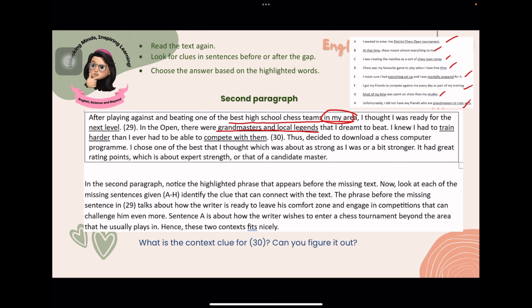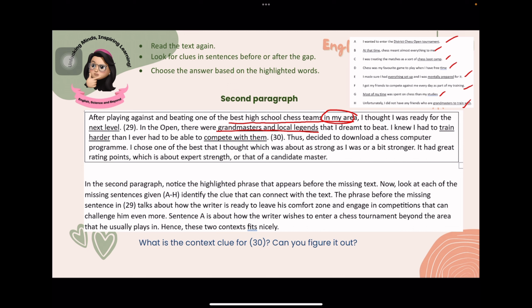Let's look. The only sentence that signifies this kind of idea or expression is sentence A: I wanted to enter the district chess tournament. Why? Let's look at the notes here. In the second paragraph, notice the highlighted phrase that appears before the missing text. Now look at each of the missing sentences given, A to H. Now identify the clue that can connect with the text.